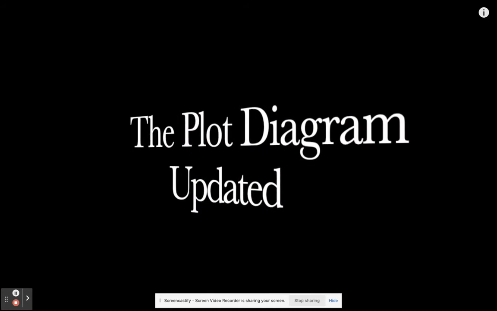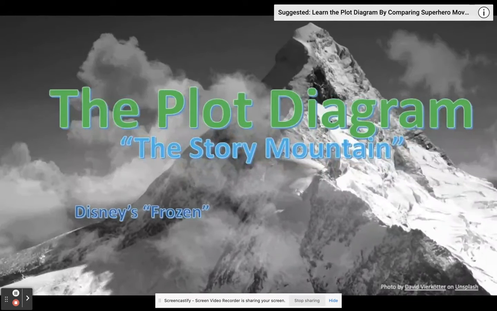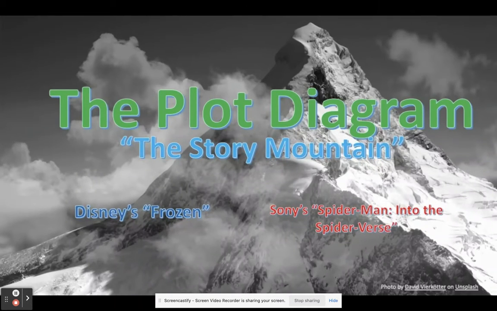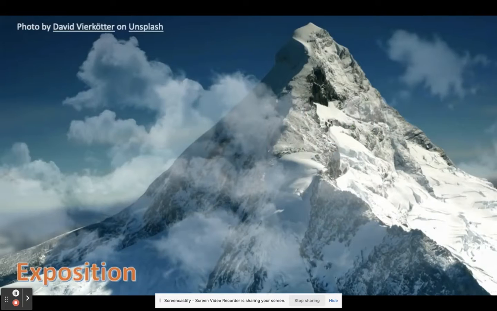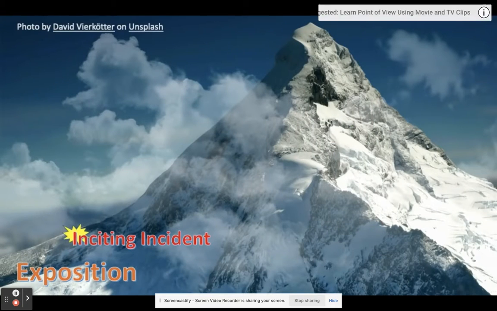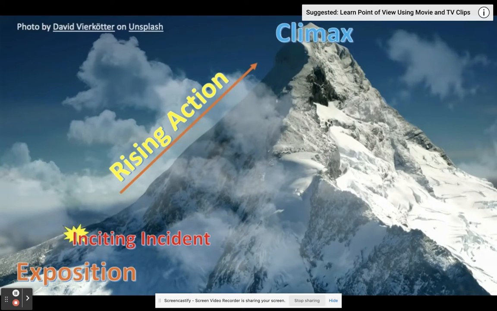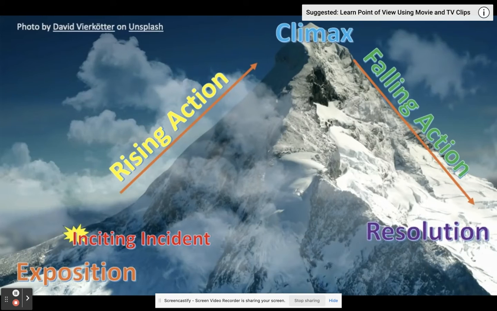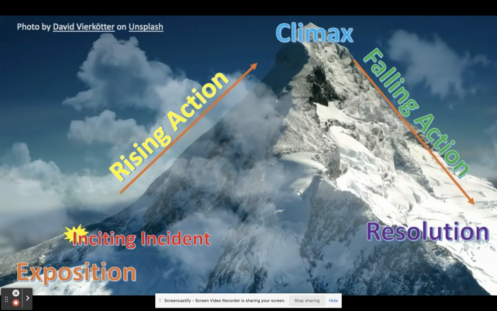All right, fifth grade. This week we're going to be studying the plot diagram, the story mountain, as some people call it. We're going to use two movies, Frozen and Spider-Man. Plot Mountain has many different parts. We have the exposition, the inciting incident, the rising action, the climax, the falling action, and then the resolution. We're going to go through each of these.